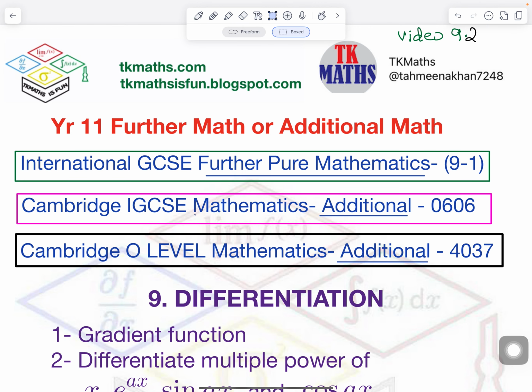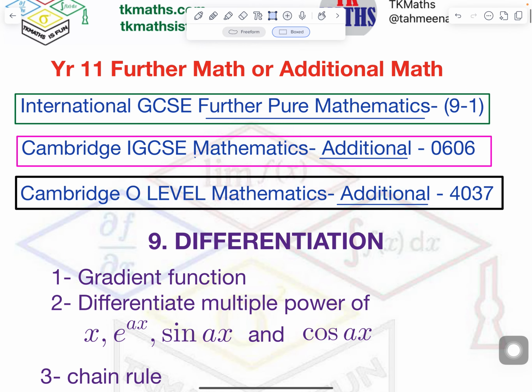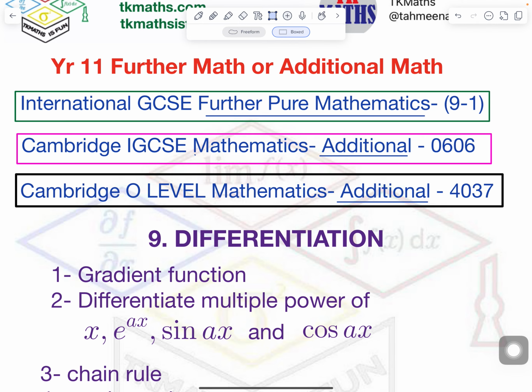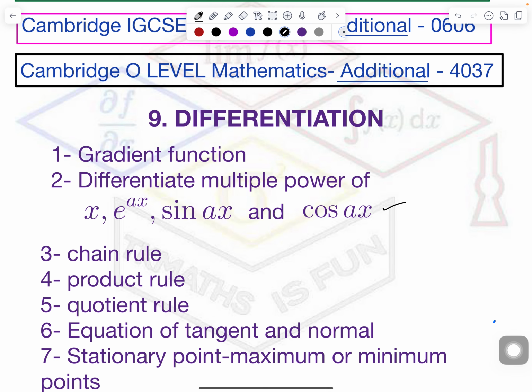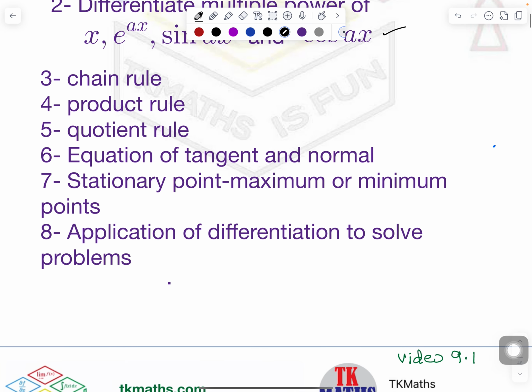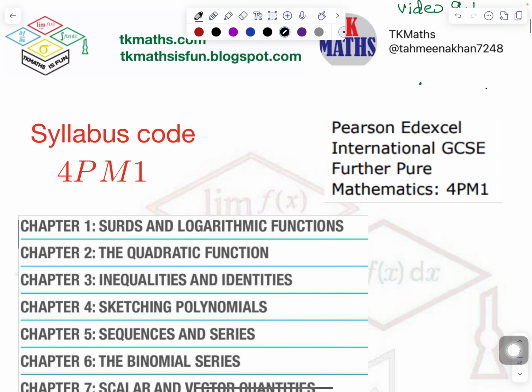In today's video, we will continue video 9.2. 9 is the chapter number of differentiation in Year 11 further maths for Pearson Edexcel. But I have mentioned here that this syllabus is the same for the other boards of Year 11, which call it additional mathematics. Code is 0606 and 4037. So differentiation is 100% the same across, except that in these two boards, 0606 and 4037, we have differentiation of tan function and ln function as well. Otherwise, it is the same. So I have made the same video for all.